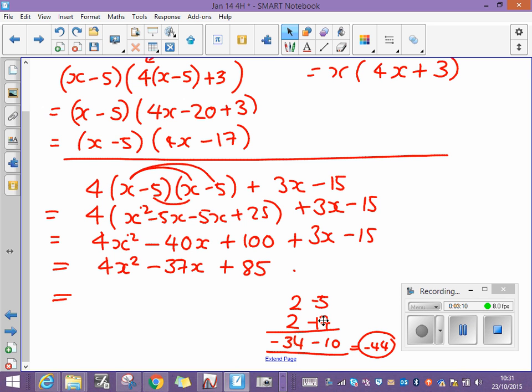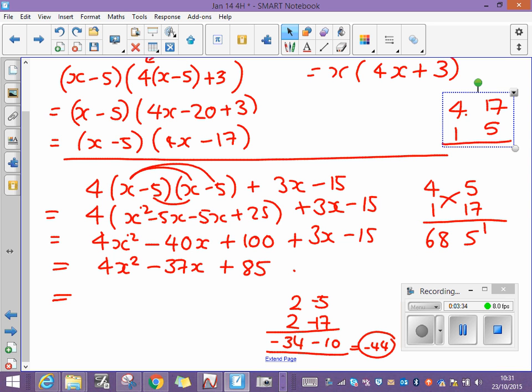17 and 5 are the only two factors of 85, so the other alternative is going to have to be 4 and 1, and then 5 and 17. I think that's the wrong way around actually, 5 and 17. If I do 4 times 17, well that's 68, and 68 and 5, well I'm not going to make 37, so let's try it the other way around. 4, 1, and then if I put the 17 there and the 5 there, if I do 4 times 5 I get 20, 1 times 17 is 17, that looks better. If I make those both negative, so I've got minus 20 and minus 17, that makes minus 37. That's what I'm looking for.